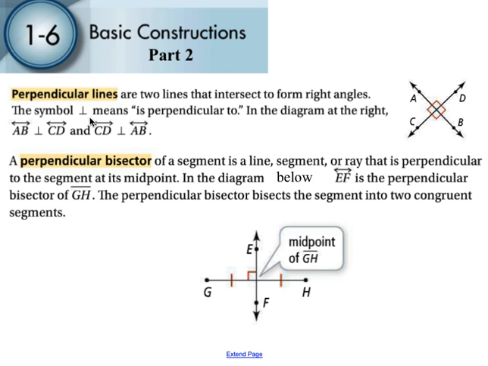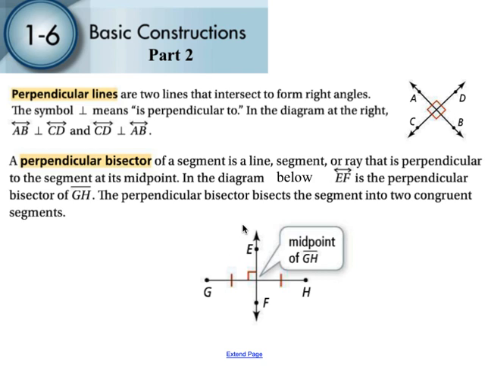The symbol right here, like an upside down T, means "is perpendicular to." And in this diagram, line AB is perpendicular to CD, and line CD is perpendicular to AB, and that forms four different right angles in there.